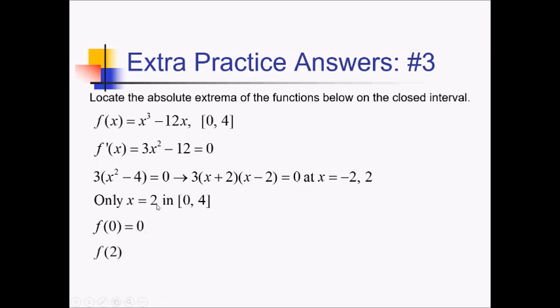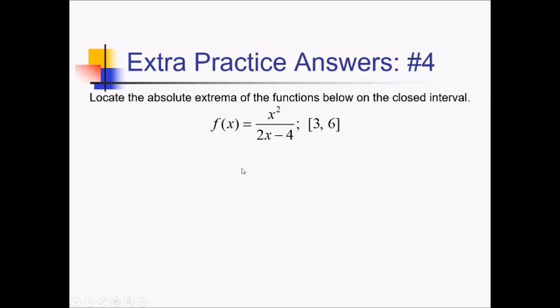f of 2, that's going to be 8 minus 24, so that's going to be negative 16. And then finally f of 4, that's going to be 64 minus 48, which is going to be positive 16. So between these, negative 16 then is our absolute min, it's the lowest value, and 16 is the highest value, so that makes it our absolute max.